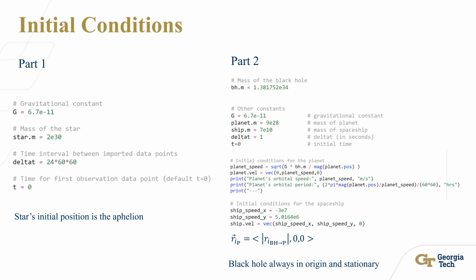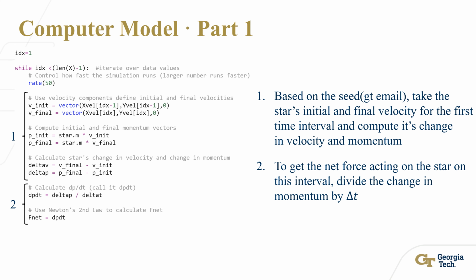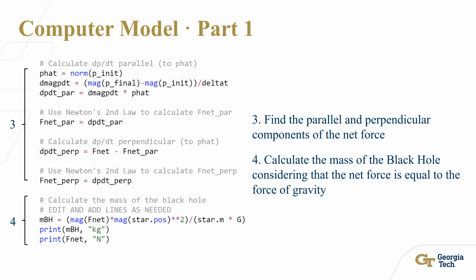In part 1, based on the seed, the computer model takes the star's initial and final velocity for the first time interval and computes its change in velocity and momentum. To get the net force acting on the star in this interval, it divides the change in momentum by the delta t. Then, it finds the parallel and perpendicular components of the net force, and it calculates the mass of the black hole considering that the net force is equal to the force of gravity.